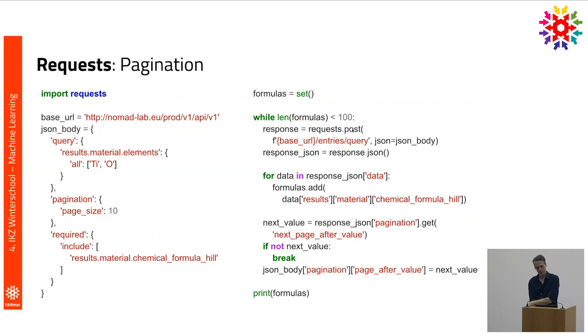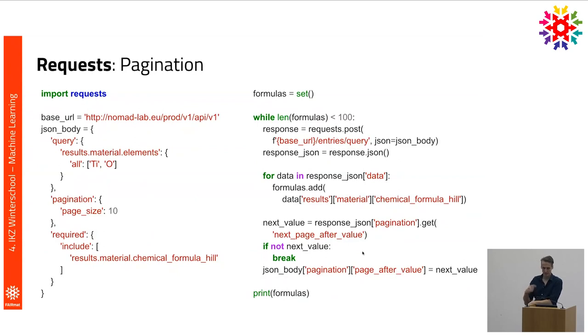So I'm asking for this resource once. I'm putting here in my post, I get a response. Then I look at the response. I try to extract the formulas and put them into my formula set. And then I'm interested in this pagination part. So I look at the pagination object of the response, and I'm trying to get this next page after value. And then this next page after value, I put into my request, here into the pagination object as page after value. And then the loop continues.